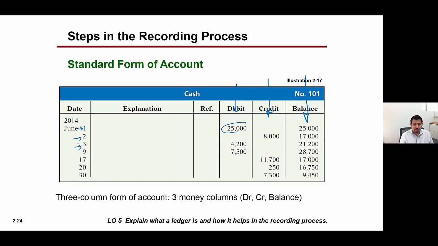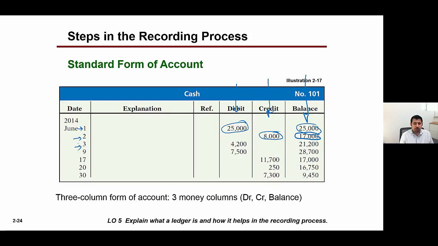After each transaction, we enter the change that happened. In the first transaction, the change was an increase in cash for 25,000, and so we enter it on the debit side. Then we calculate the balance. It's 25,000. On June 2nd, we had a credit that was posted to cash. In this case, cash has decreased by 8,000, and we recalculate the balance and we find that it was 17,000. So as you can see, the balance is calculated after every transaction.